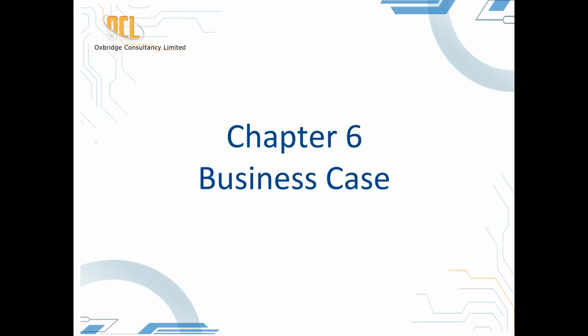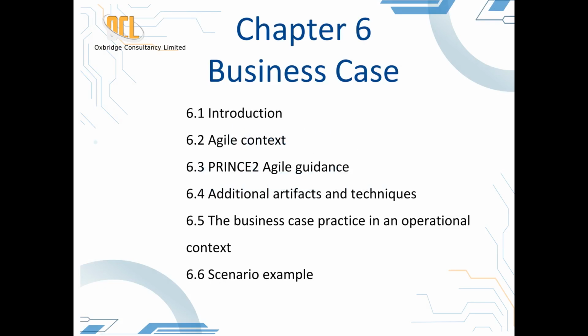This chapter is on business case. It covers 6.1 Introduction, 6.2 Agile Context, 6.3 Prince 2 Agile Guidance, 6.4 Additional Artifacts and Techniques, 6.5 The Business Case Practice in an Operational Context, 6.6 Scenario Example.